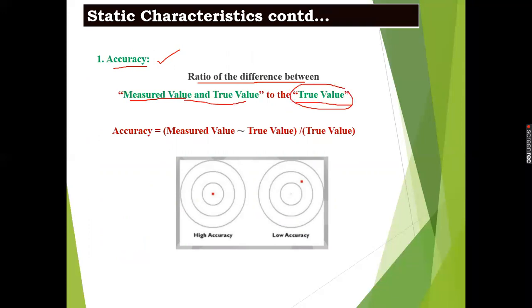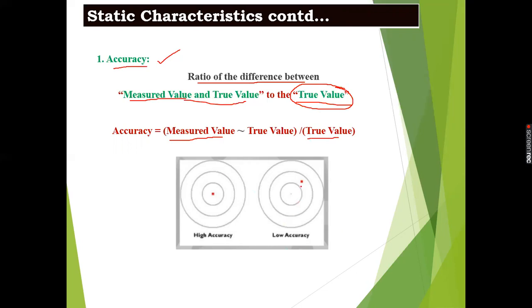What is meant by true value? True value is nothing but one predefined standard value. For any instrument, we have one predefined standard value. So if you use that particular instrument, whatever value we are getting at that time is called the measured value. So we can take the difference between measured value and true value, and take the ratio of that difference to the true value. If you see the formula here, accuracy equals measured value minus true value, divided by true value.